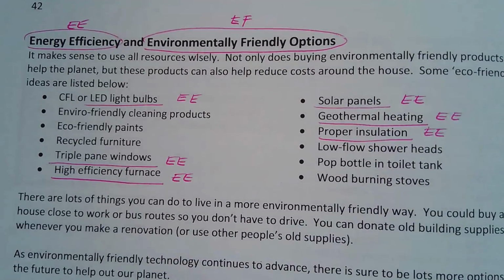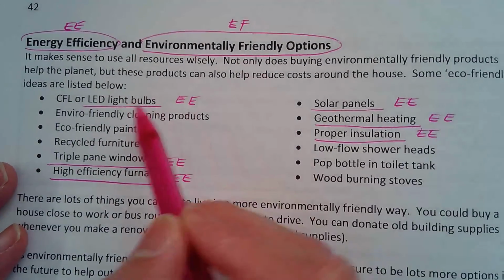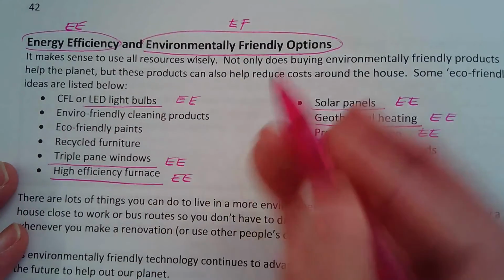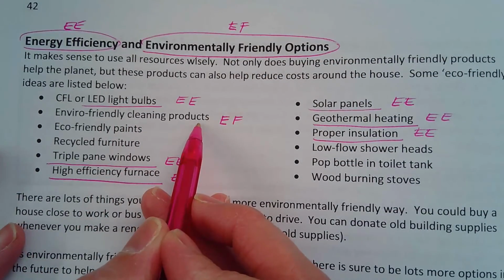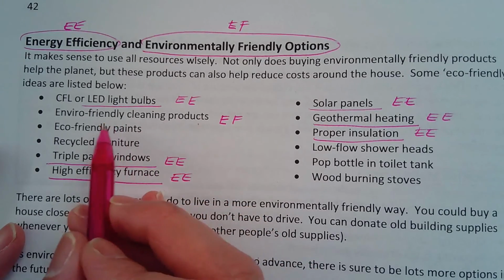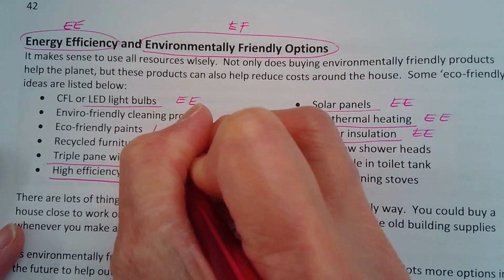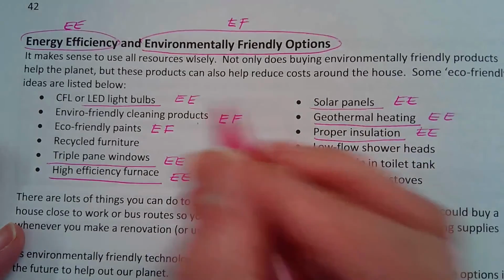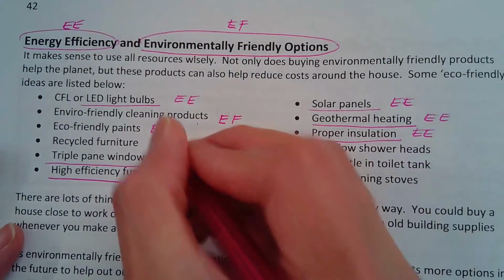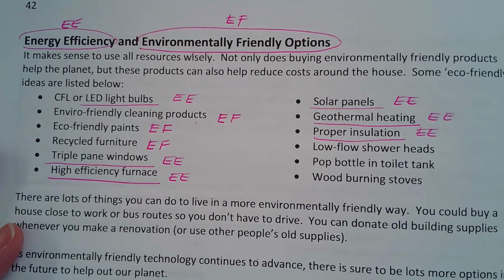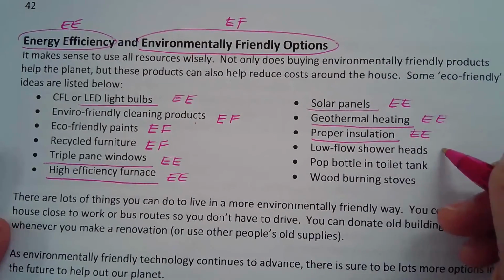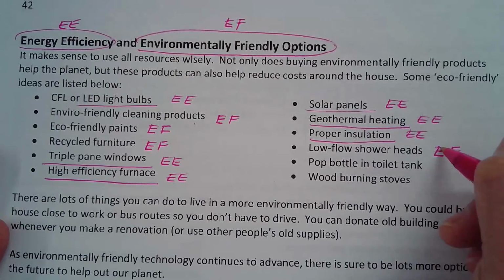Yeah, these ones are energy efficiency stuff, right? Being environmentally friendly stuff, right? Using environmentally friendly products. I'll just put EF. Recycled furniture, right? That's environmentally friendly options. Low flow shower heads, that's environmentally friendly.